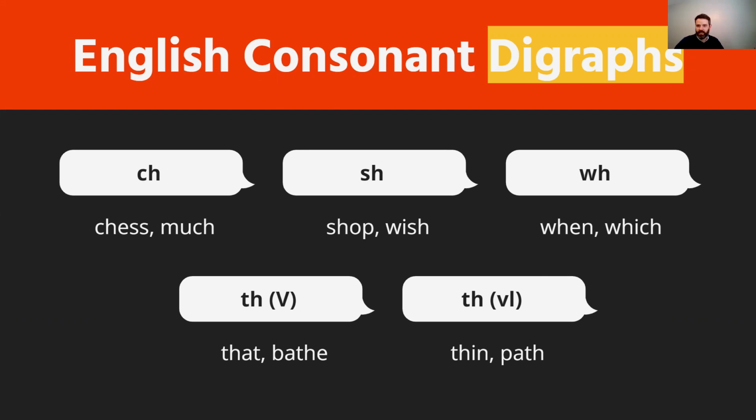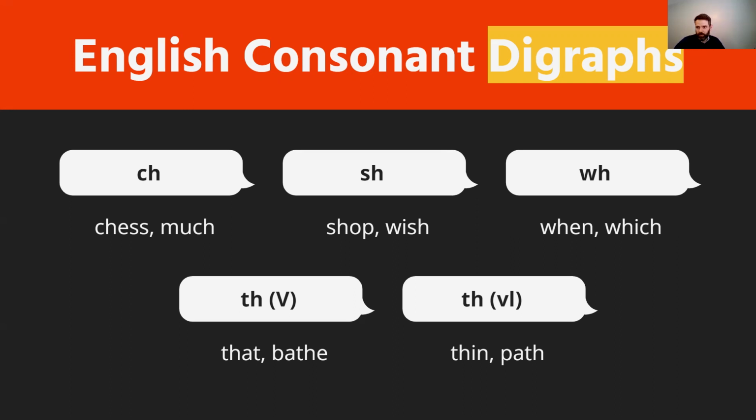Then we have the sh sound. This is a voiceless sound. Now, there is a voiced version of this sound, which is the zh sound, but we don't have a good letter system for this in English either. We often see this sound maybe represented in words by an S, like in the word measure, okay? But the sh sound is much more common in English. We see it both at the beginning and at the middle of words like shop and wish.